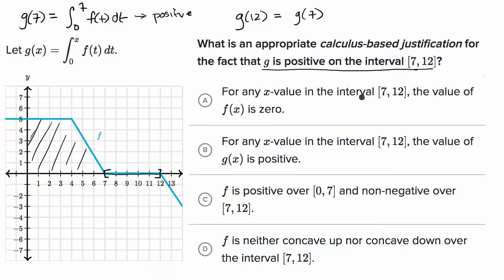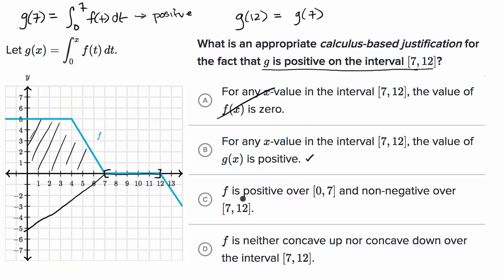For any x value in the interval from 7 to 12, the value of f of x is 0. That is true, but that doesn't mean that we were positive. For example, before that interval, if our function did something like this, then we would have had negative area up to that point, and so these would be negative values. So I would rule that out. For any x value in the closed interval from 7 to 12, the value of g of x is positive. That is true, so I like this one.